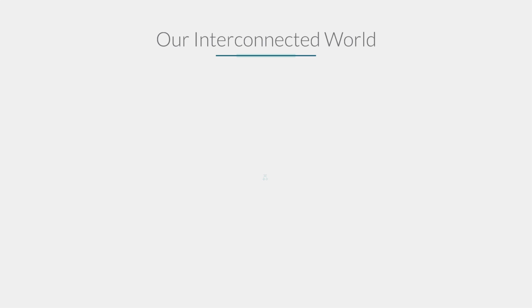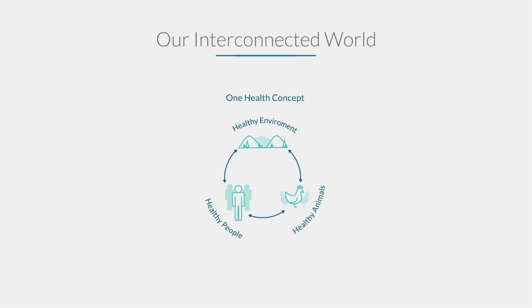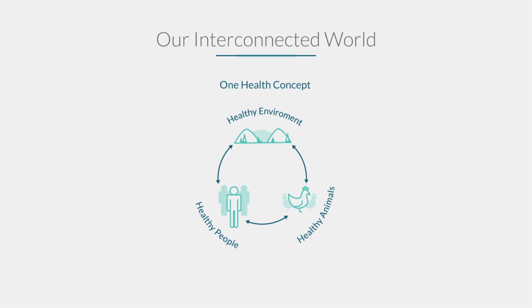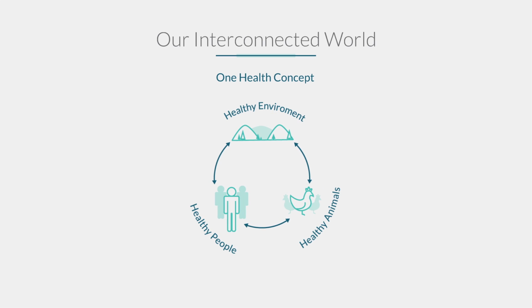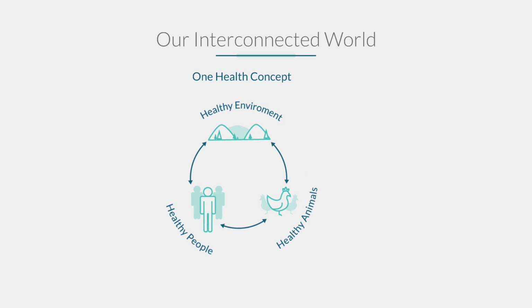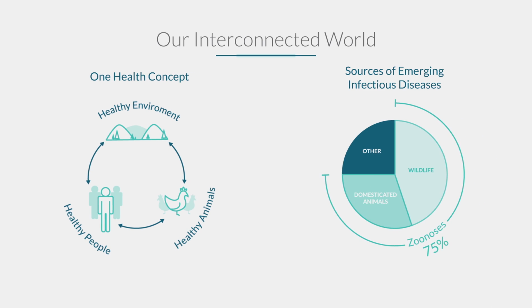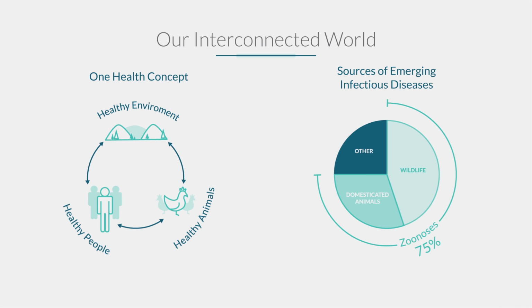The diseases covered under the umbrella of innovative disease surveillance embrace the One Health concept, which recognizes the important links between human, animal, and environmental health. To understand the links between human, animal, and environmental health, it is important to note that approximately 75% of emerging infectious diseases in humans are zoonoses, and that more than 70% of these zoonoses originate from wildlife, as opposed to domesticated animals.